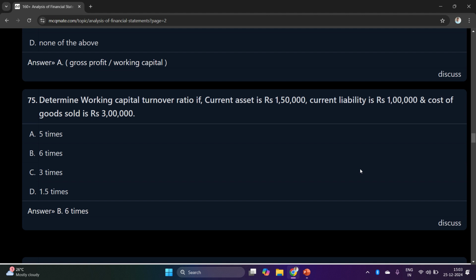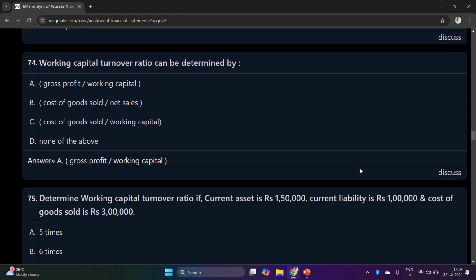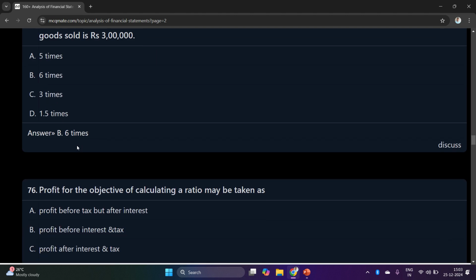Working capital turnover ratio: 3 lakh divided by 50,000, 6 times. 3 lakh divided by, so this option is wrong. Cost of goods sold by working capital is the right answer. Option C is the right answer, not option A.